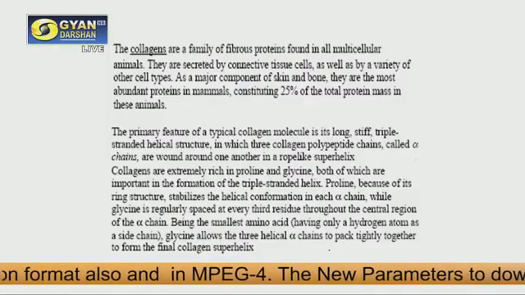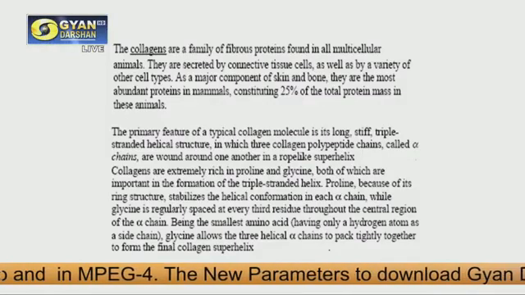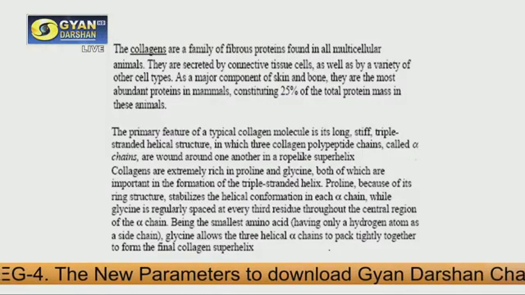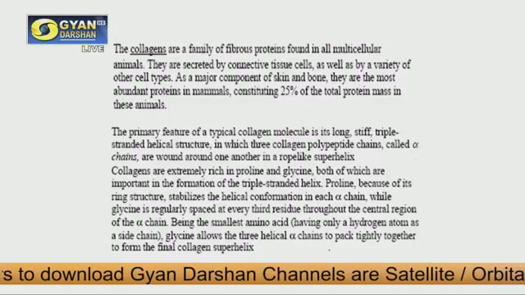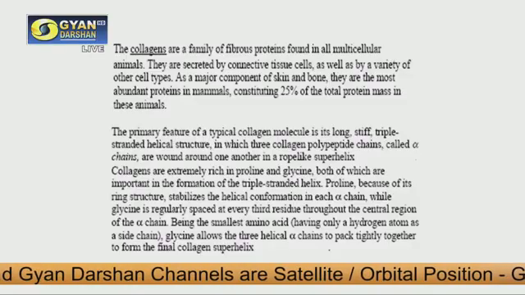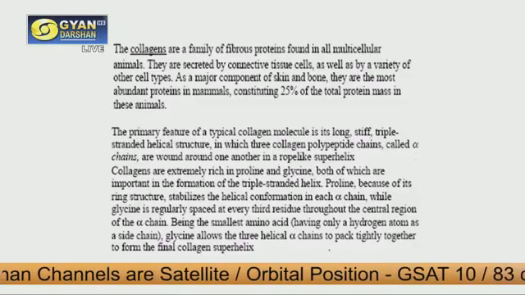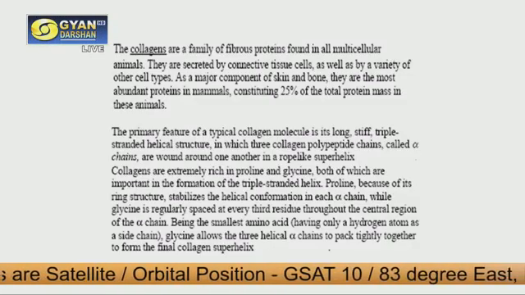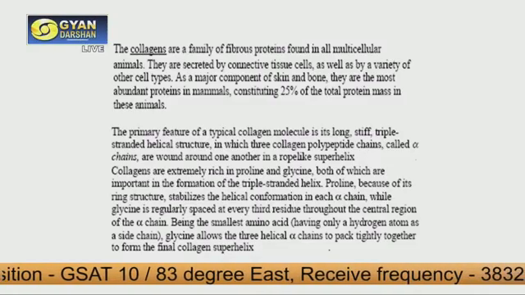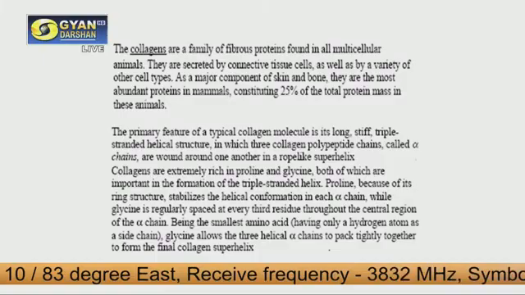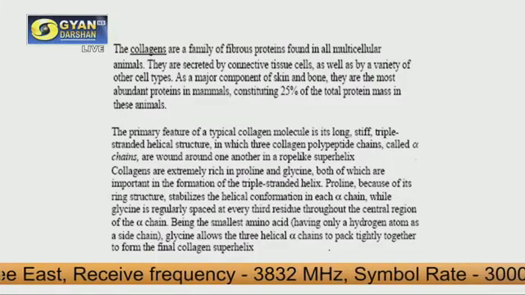So, when it is a matured collagen, as I already said, it's a long, stiff, triple-stranded helical structure. Three collagen polypeptide chains called alpha chains are wound around one another in a rope-like fashion. They are rich in proline and glycine. Also, hydroxyproline may be present. It is a triple-stranded helical structure. Now, why proline and why glycine?